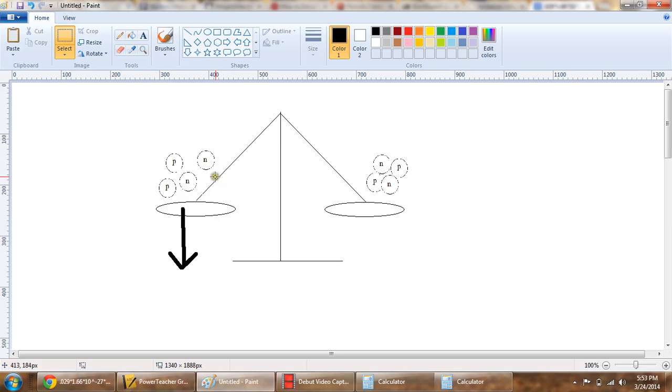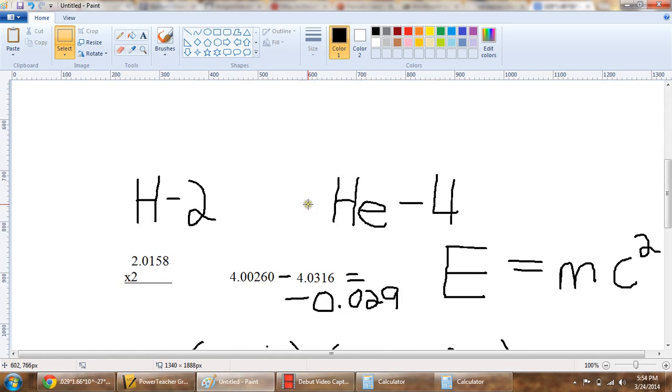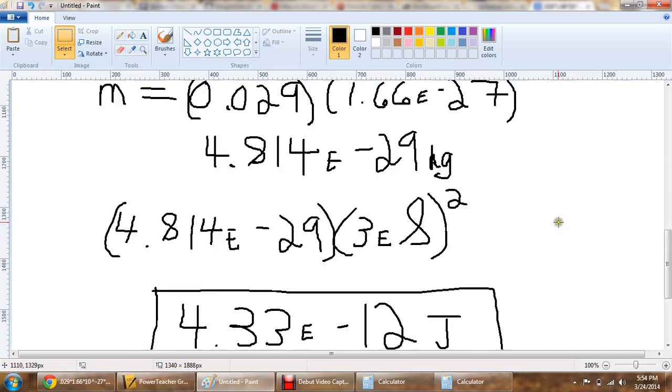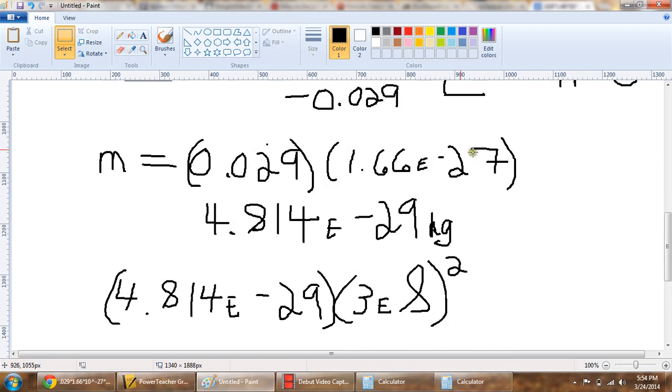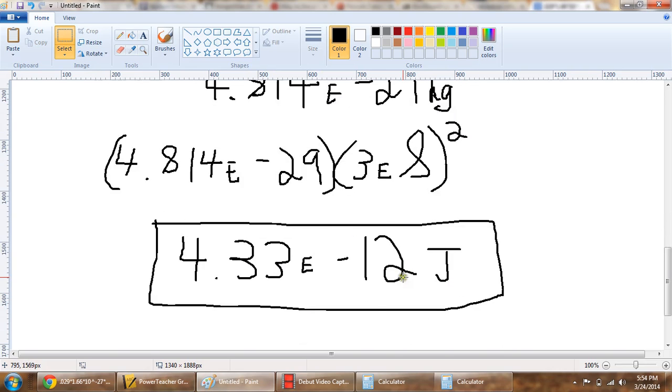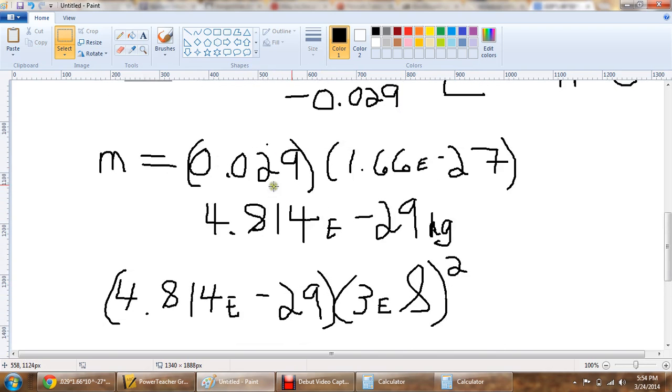But here, because the mass of these 4 particles separate is actually more than combined in the helium, it means we lost mass. So H2 had a mass of 4.0316, He4 had a mass of 4.00260. We use E equals mc squared, taking the difference in the masses, multiplying by the speed of light, and we can figure out the energy. Before we did that though, we took the atomic mass unit of 0.029, multiplied it by this conversion factor here to get the mass in kilograms.